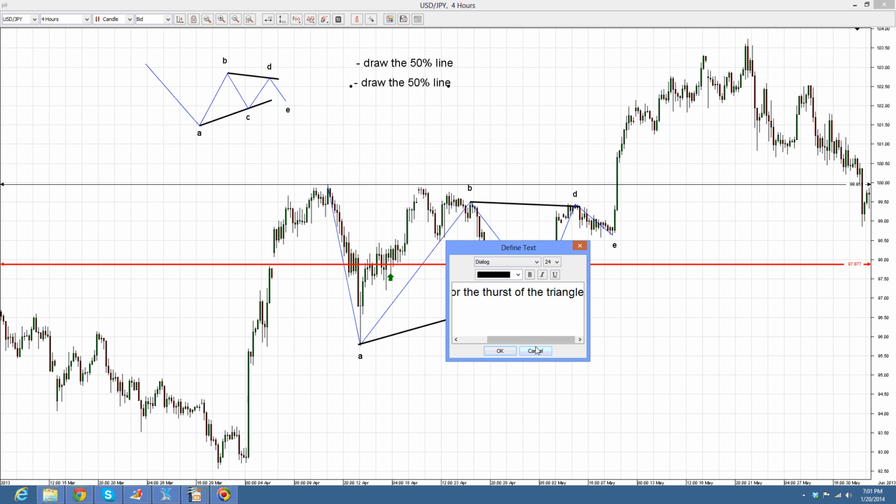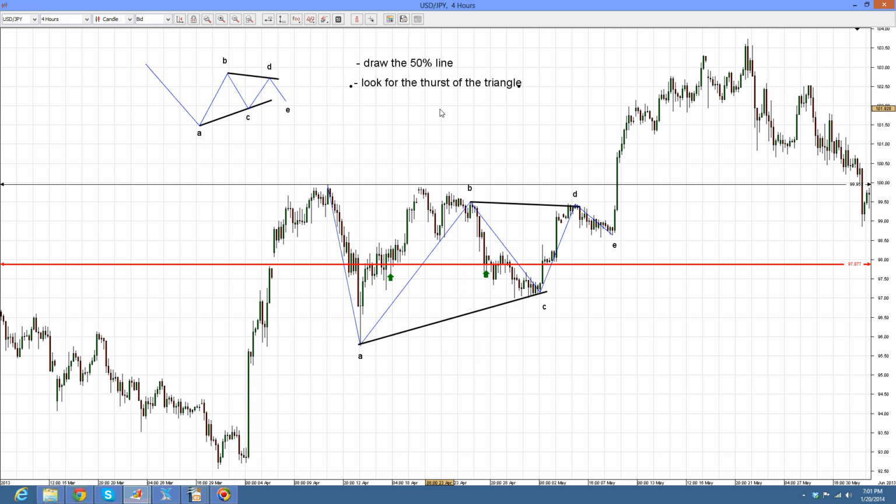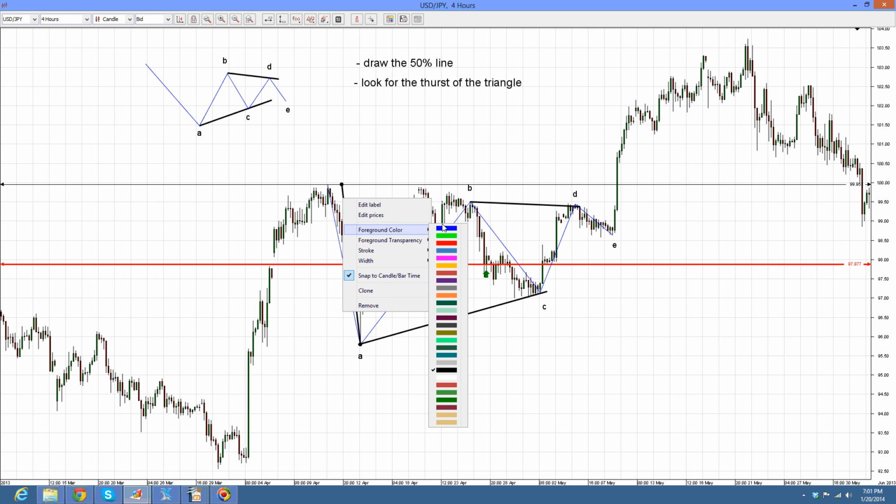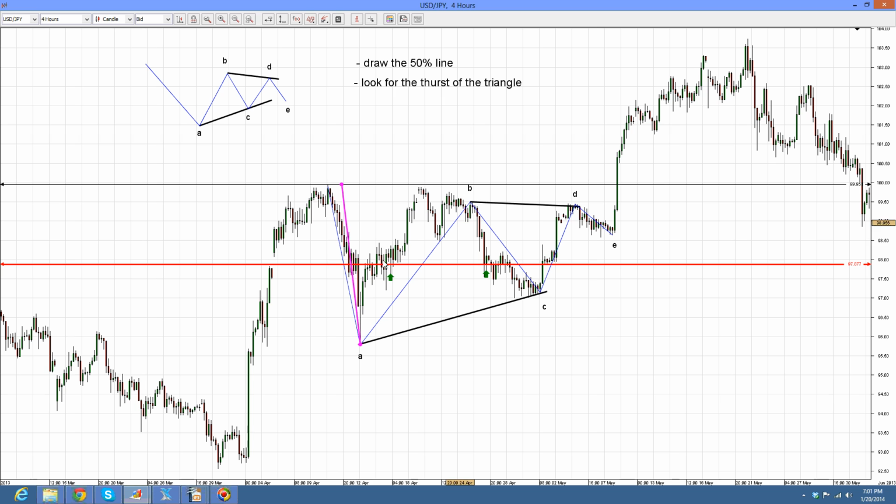Now, what is the thrust of the triangle? The thrust of a contracting triangle represents the measured move, if I may say so, and the measured move is calculated based on the length of wave A. So you just take a line, you measure the length of wave A, and you look for 75% when compared with wave A. So this is wave A, the length of it. Let's make it like this, and let's make it of a different color, like this.